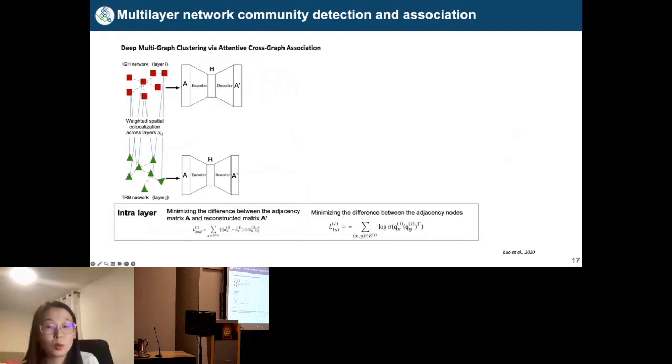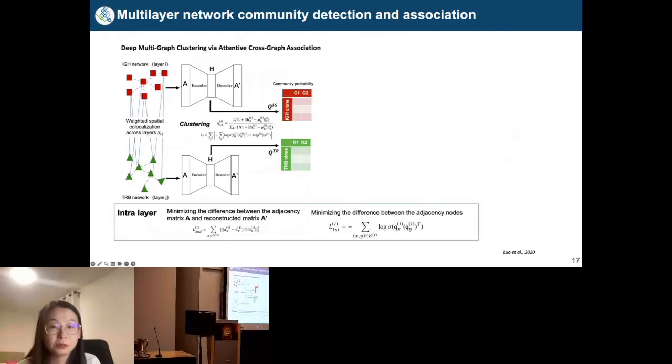We first map clones on the IgH and TRB layers to latent space via an autoencoder. The proximities between clones in individual graphs can be preserved by optimizing the intra-layer and inter-layer loss functions. The IgH or TRB clusters and their centroids can be obtained via a clustering loss based on minimal entropy.